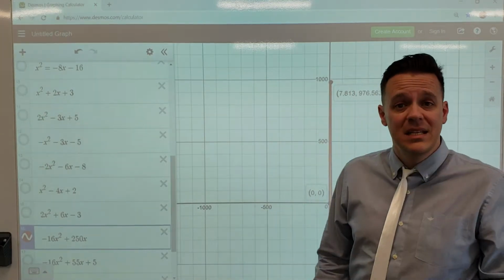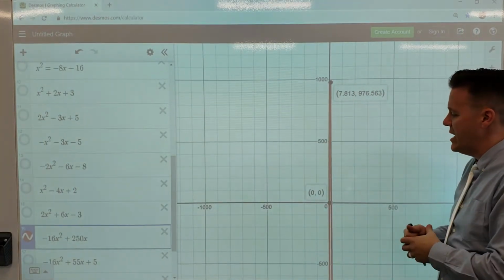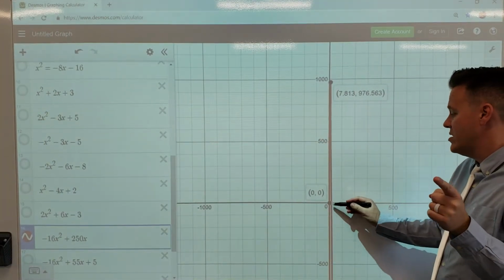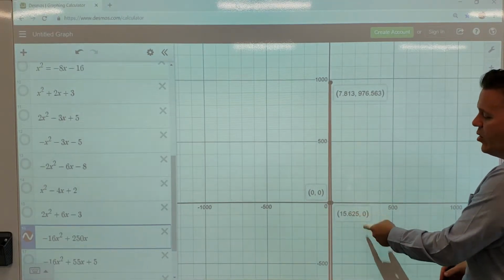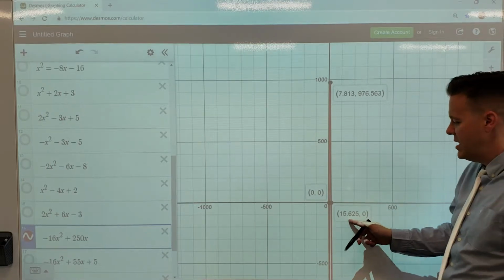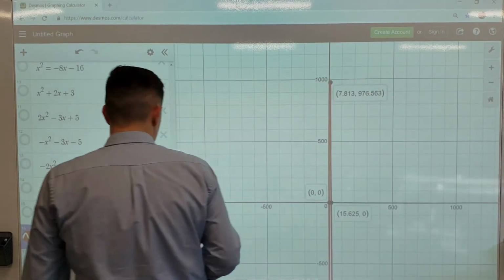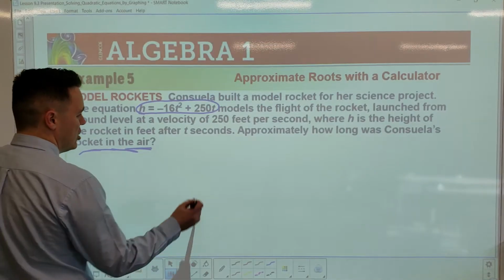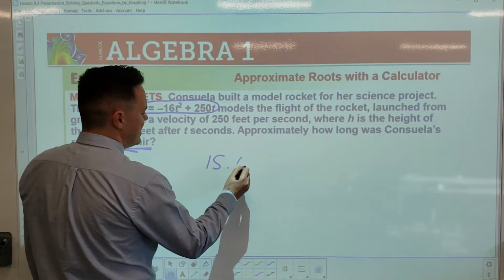And then how long did it take to get there? It'd be 7.8 seconds. But that wasn't the question. The question was, how long was it in the air for? Well, it went up, it came back down, and it was in the air for 15.6 seconds. So make sure you guys can answer these.